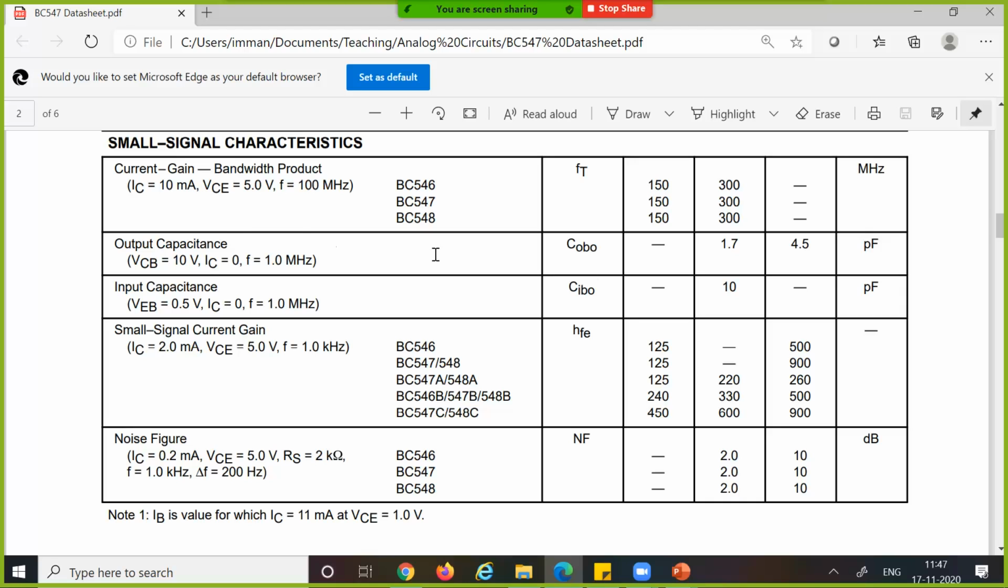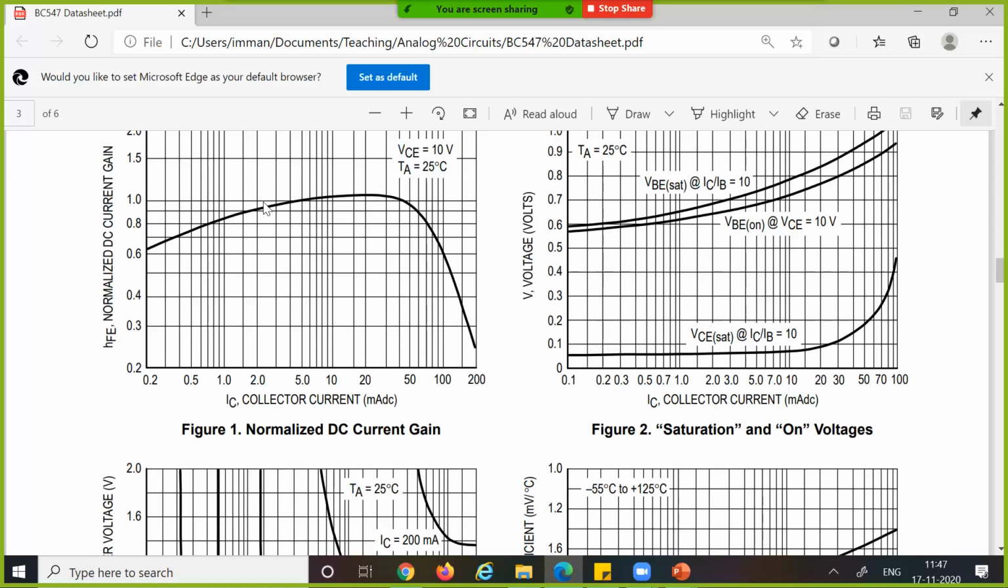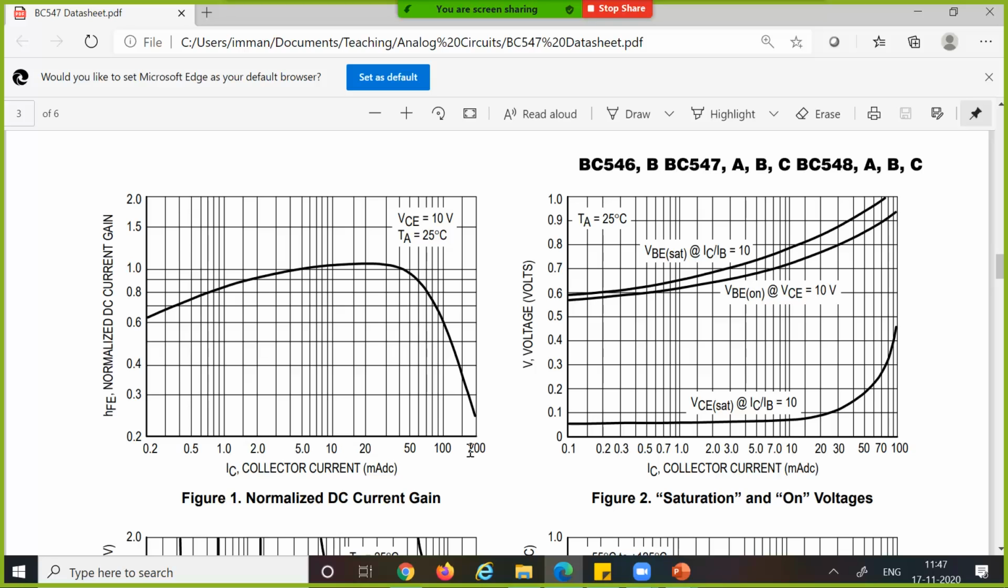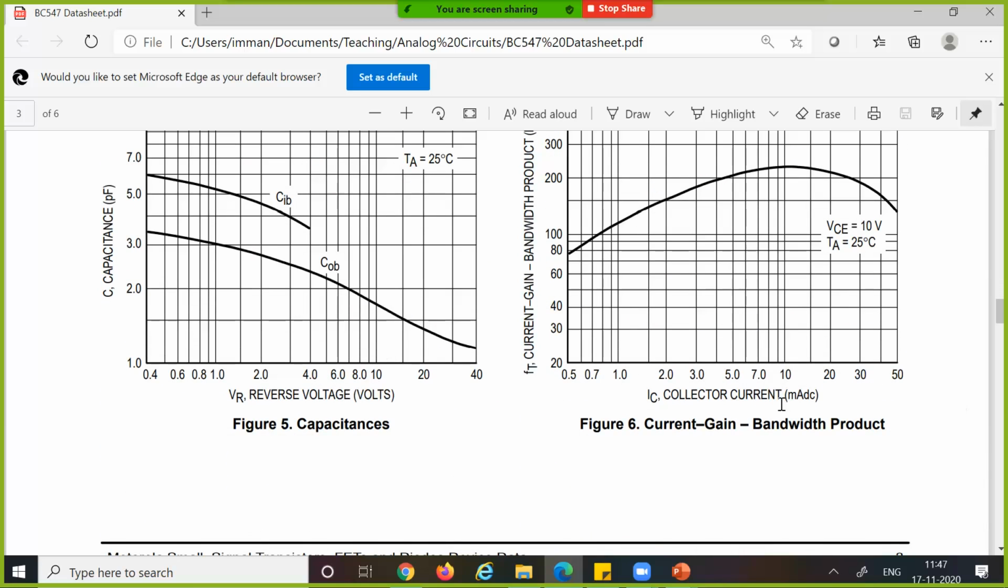Now the other interesting factor about this FT is that it is a function of GM. And what is GM? It is IC by VT. So there are curves which show you how it depends. This first figure, I don't know if we have already seen this. The x-axis is collector current and the y-axis is HFE. You can see that as the collector current changes, there is some dependence of beta. So this is normalized HFE. At very low current you have some scaled down version of beta, and at higher current too. This is more like a second order effect.